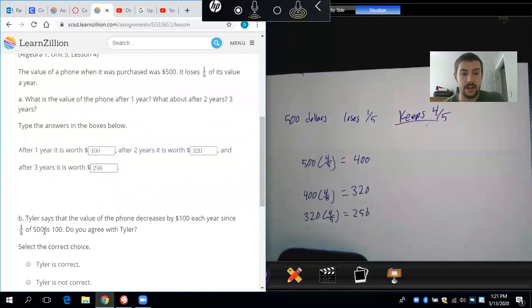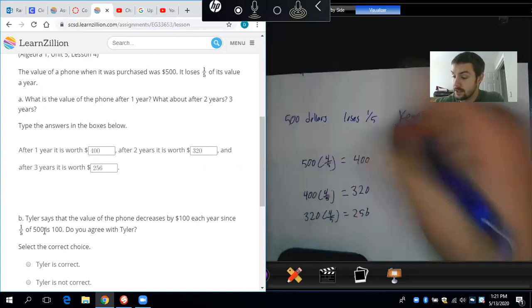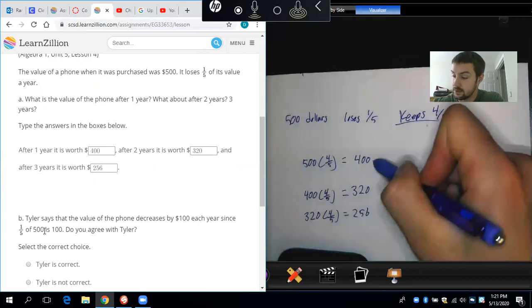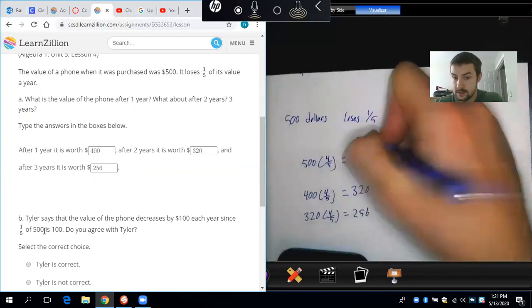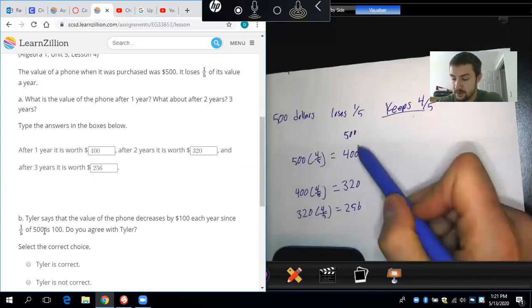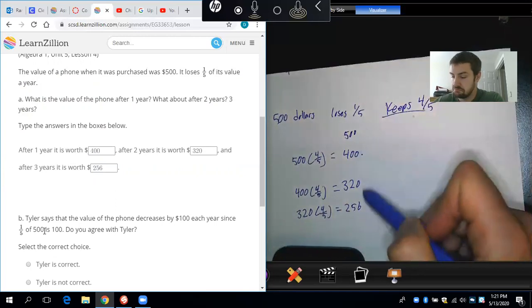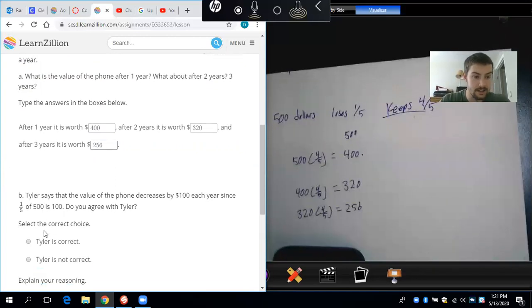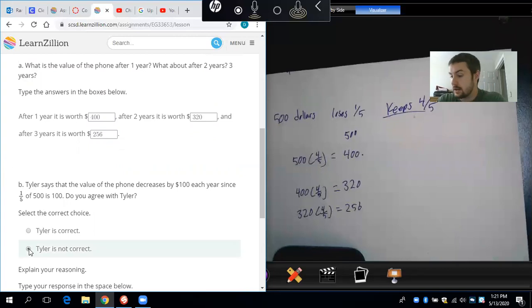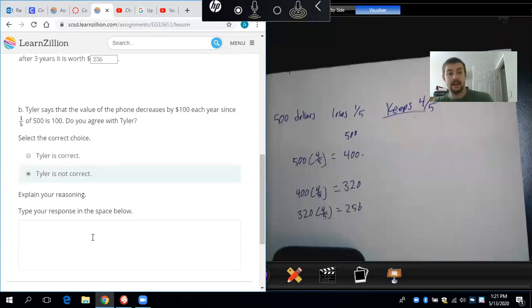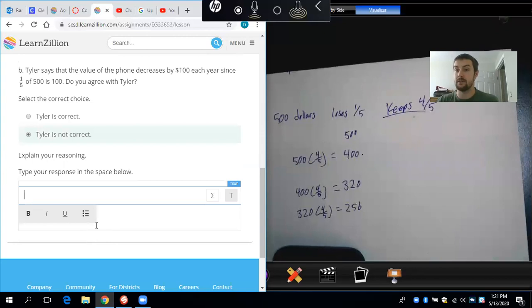Now, Tyler says that the value of the phone decreases by 100 each year since 1/5 of 500 is 100. Well, 1/5 of 500 is 100, and so it does go down $100 its first year because it was $500. But does it go down 100 every year? No, you can very clearly see that it does not. So Tyler is not correct. So why is he not correct? I'm going to leave that for you guys to explain in your own words.